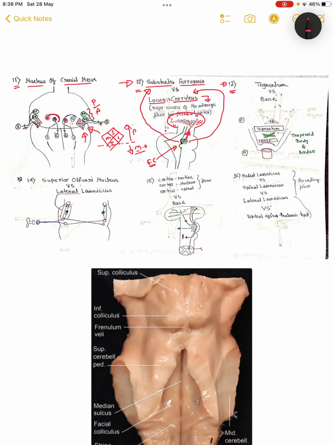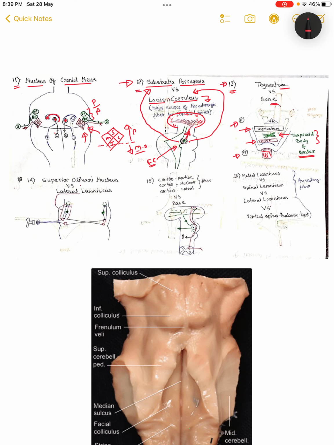In 13, we just discussed the tegmentum and base, but we are going to do it in more detail. Now see, this is our anterior view, this is our posterior view, and you guys know this is our basilar artery, the basilar groove. Now I talked about anterior being the base and posterior being the tegmentum. Now you say, sir, what is the border? Focus here. The border is the trapezoid body. So you will say, what is the trapezoid body?